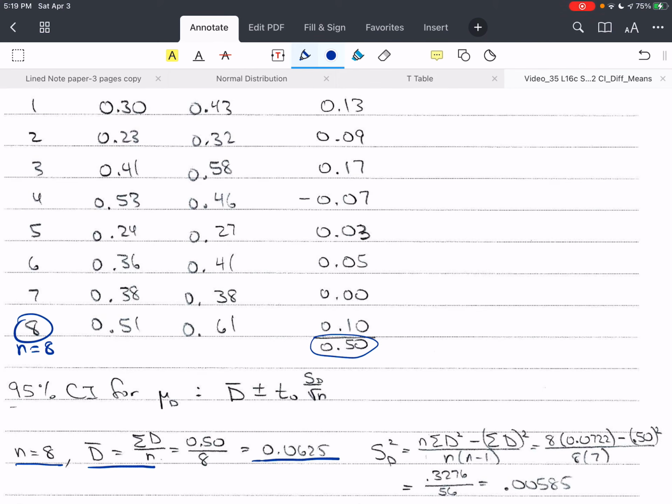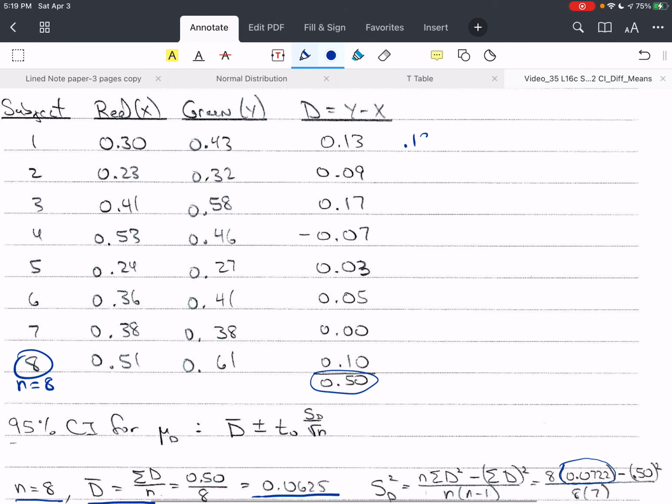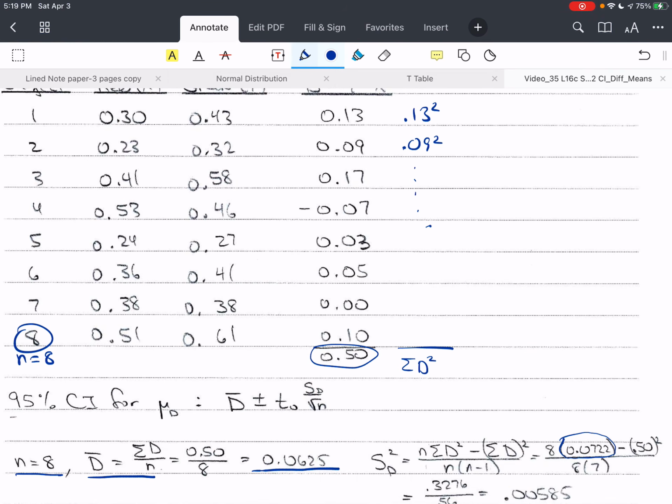And so we get 0.0625. And I'm going to keep those decimal places for now. And then we have s sub d squared. Again, n times the sum of d squared minus the sum of d, quantity squared, over n times n minus 1. So I didn't show the calculations, but I added up the squares. So use 0.13 squared, 0.09 squared, and you add those up, and this is the sum of d squared. Okay, so you have to square the individual values, then add them up. There's no shortcut, so please don't try to take one.